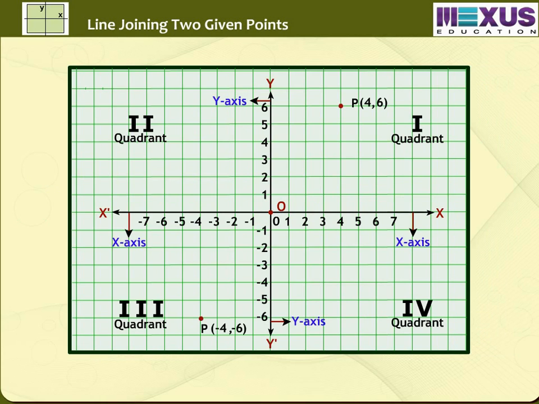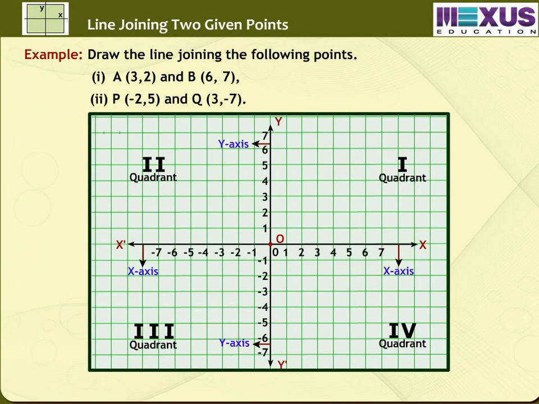Now let's join two given points with a straight line with some examples. Draw the line joining the following points. 1. A(3, 2) and B(6, 7). 2. P(-2, 5) and Q(3, -7).